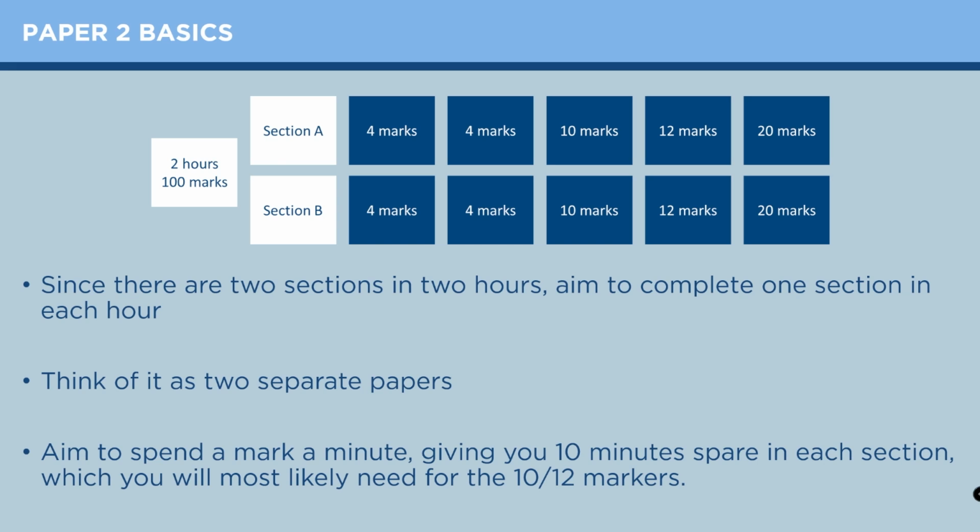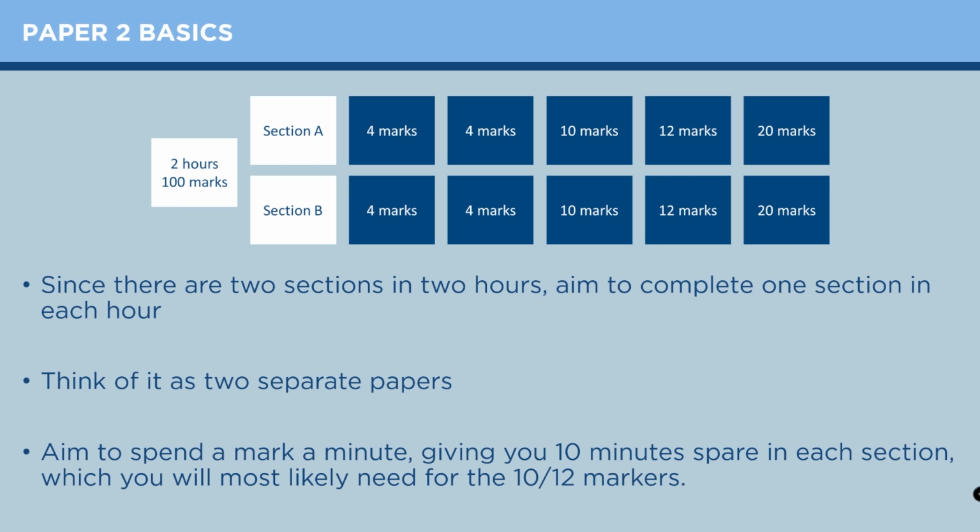So to start off with, if you've watched the paper 1 version of this, for the most part it will be the same, because the structure of these two papers is identical. You've got two sections, 50 marks in each section, so a 2-hour paper is 100 marks in total. And in terms of structure, it's exactly the same: 4 marker, 4 marker, 10 marker, 12 marker, and 20 marker.